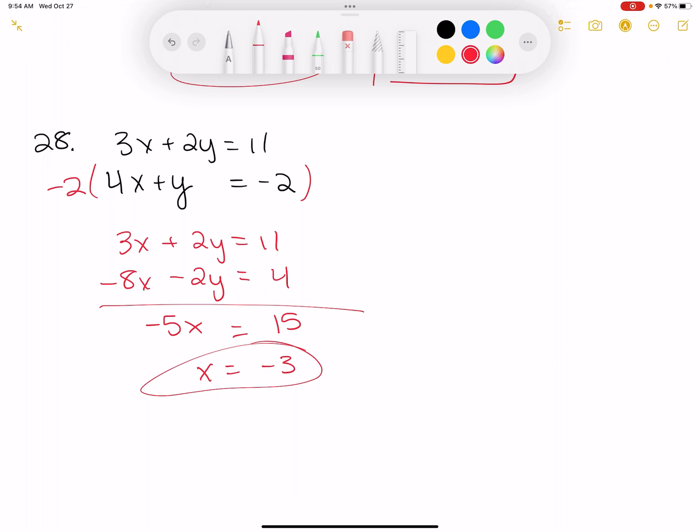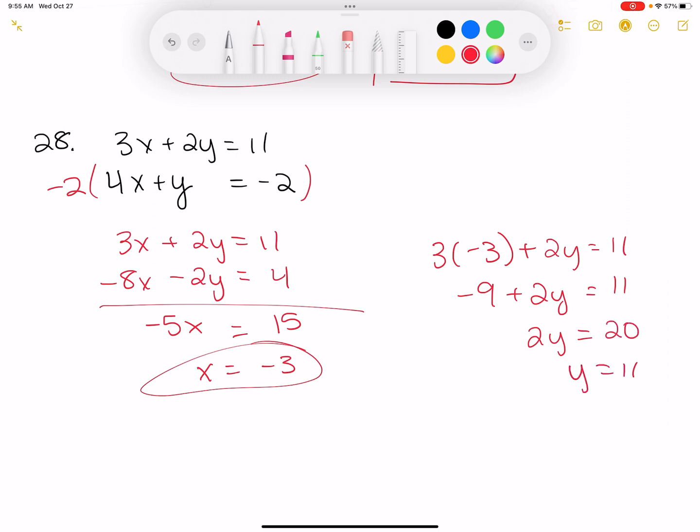And which one do y'all want to plug that into? Top or bottom? Middle. Alright, 3 times negative 3 plus 2y equals 11. Negative 9 plus 2y equals 11. 2y equals 20. y equals 10. So negative 3, 10 is the point for that one.